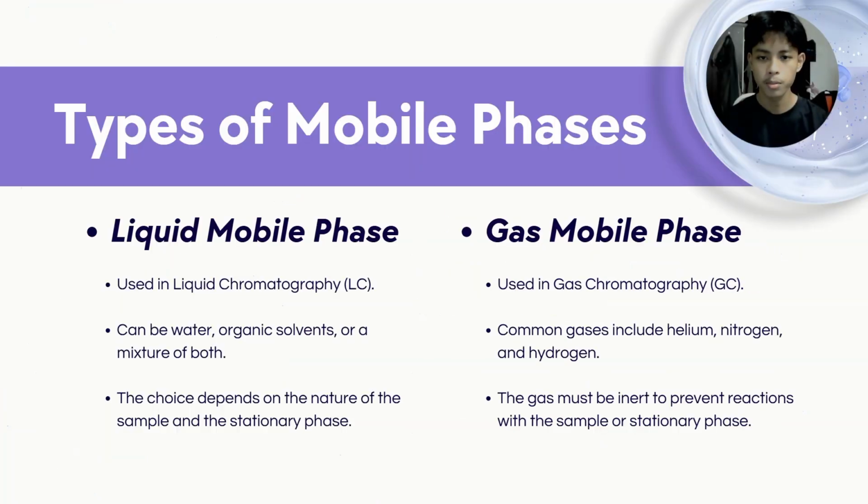And then we have the types of mobile phases. There are two of them. The first one is liquid mobile phase. It is used in liquid chromatography. It can be water, organic solvents, or a mixture of both. The choice depends on the nature of the sample and the stationary phase. The second one is gas mobile phase. It is used in gas chromatography. Common gases include helium, nitrogen, and hydrogen. The gas must be inert to prevent reactions with the sample or stationary phase.